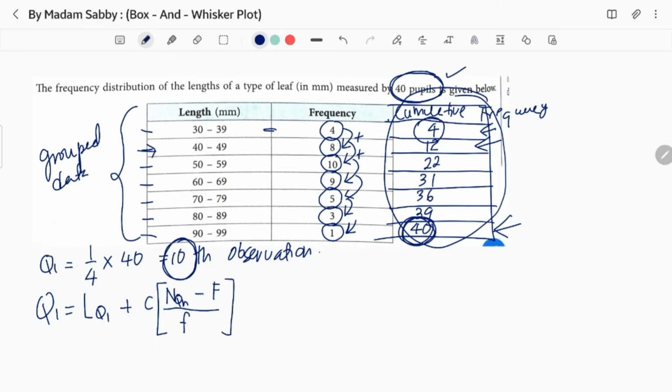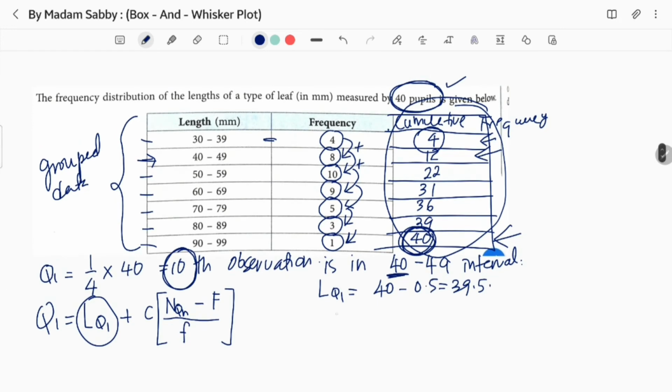Okay, so this time the observation is in the 40 to 49 interval. So how do we find out this lower boundary? LQ1 is 40 minus 0.5, which is 39.5. And your C is the class width, which is the upper boundary minus the lower boundary. The upper boundary should be 49 plus 0.5, so 49.5 minus 39.5, the lower boundary. So the class width is 10.